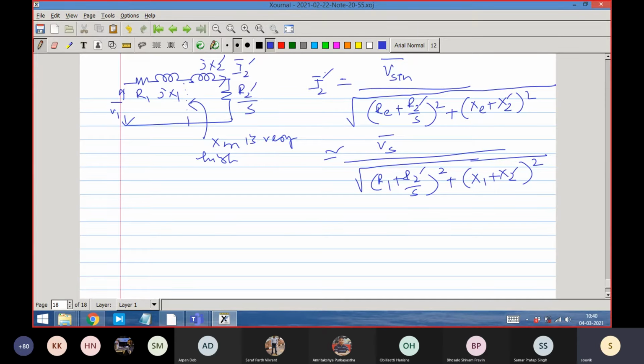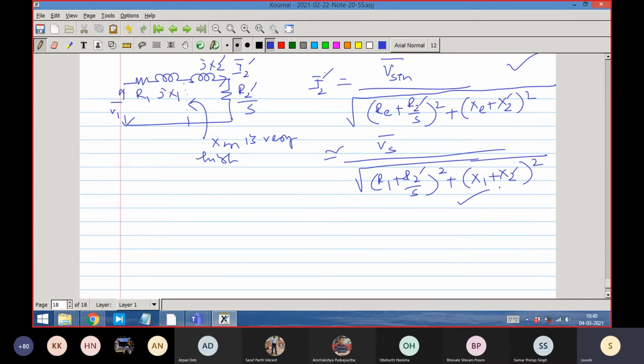This is the more accurate expression of the current. Right? So based on the problem, if they give you the value of XM explicitly, it is better to solve accurately by this method. Otherwise, sometimes they will say ignore it for simplicity, then you solve it by this method. Okay. Various other approximations we can also do.